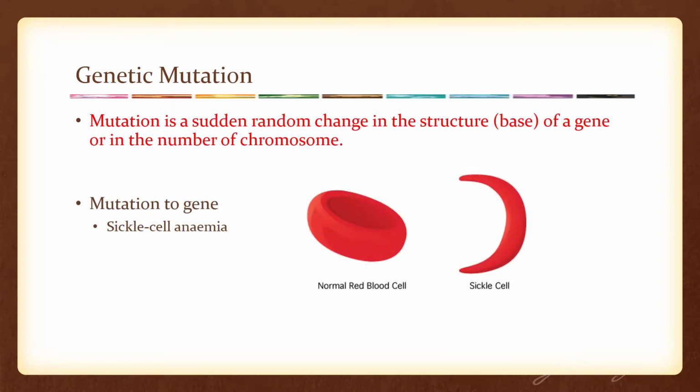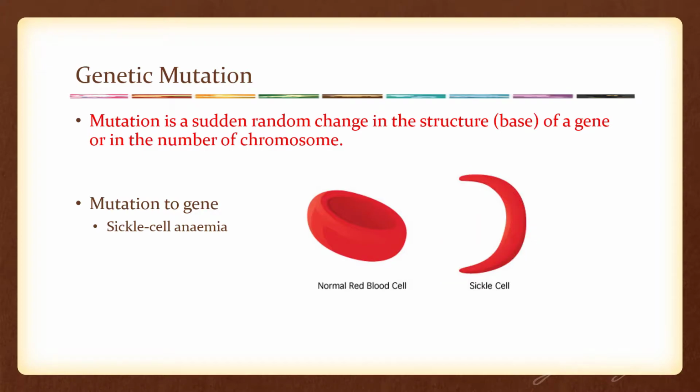The example which we are going to touch upon for mutation to a gene is sickle cell anemia. Why is it called sickle cell anemia? You can see that a normal red blood cell is biconcave, but for a patient with sickle cell anemia, their red blood cells will look like a sickle.